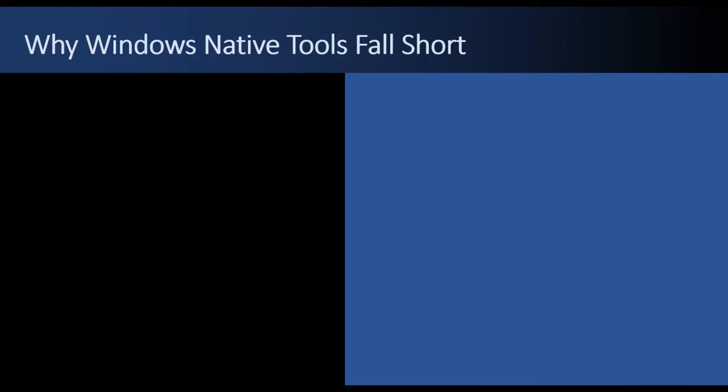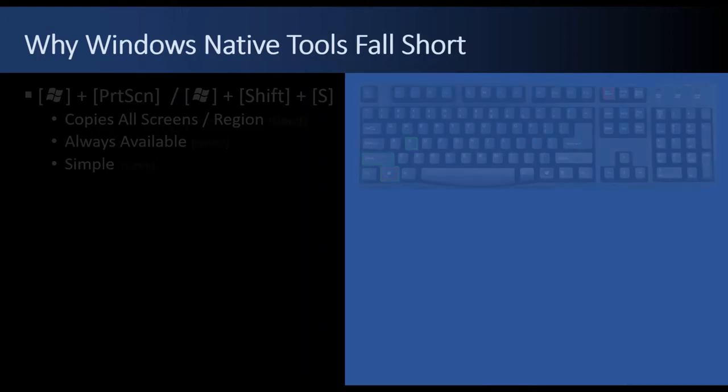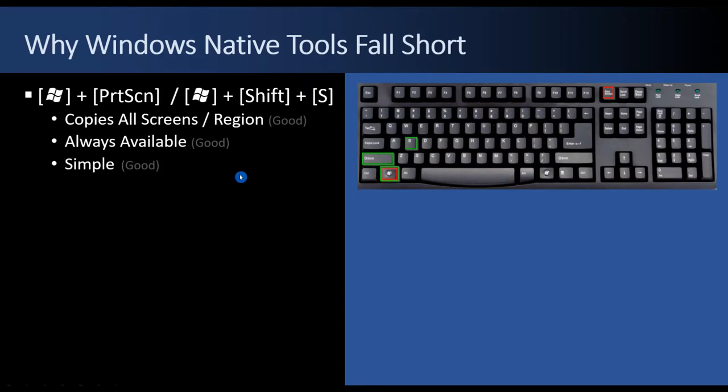So why would Windows native tools fall short? Let's start by looking at the simplest two, the Windows key and Print Screen here in red, or in green, the Windows key and the Shift key and the S. The first will do all monitors, all screens, a snapshot of that, and the region will let you select the region. Let me demonstrate the region really quickly for you.